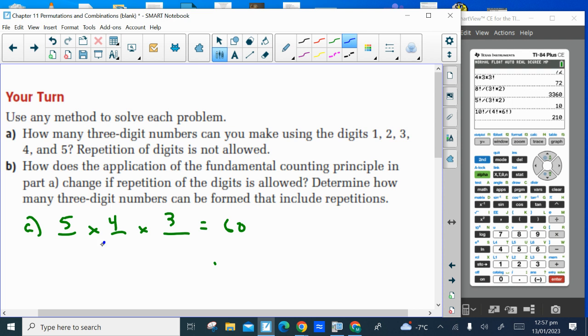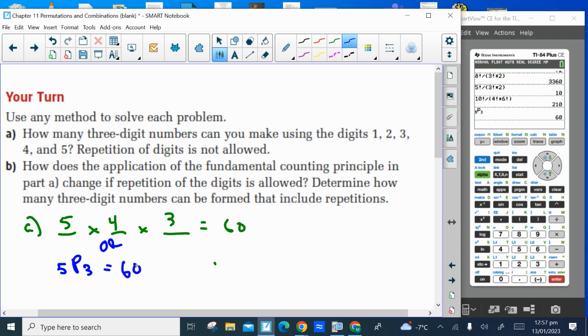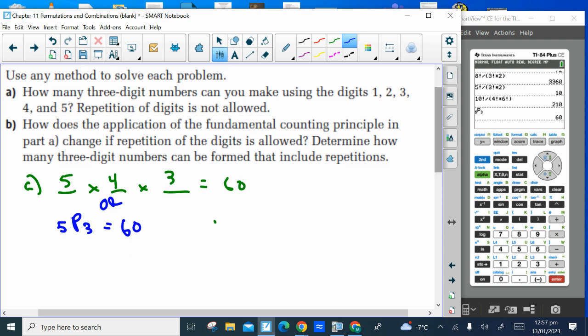Another way, you could use permutations. 5P3. If you do 5P3 on the calculator, you get the same answer. We said that permutations are another way to do the fundamental counting principle as long as there's no repetition. If there is repetition, you can't use permutations. You have to use the fundamental counting principle. Part B, how does the application of the fundamental counting principle in Part A change if repetition is allowed?